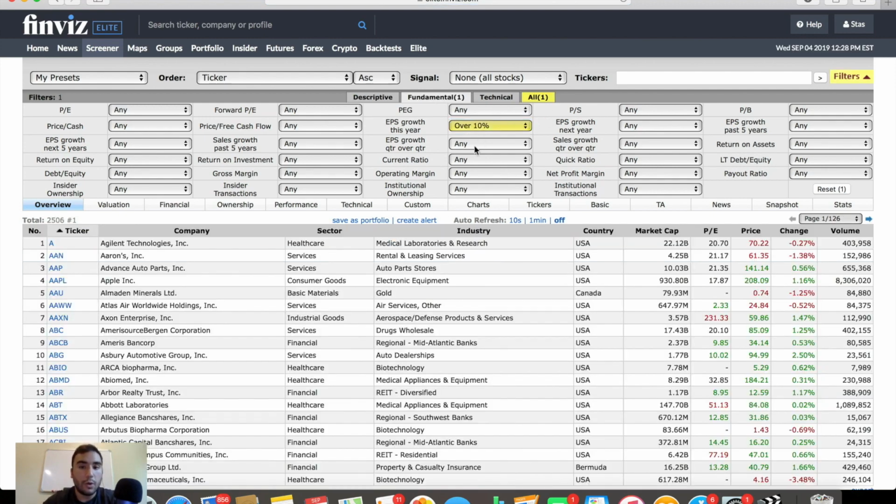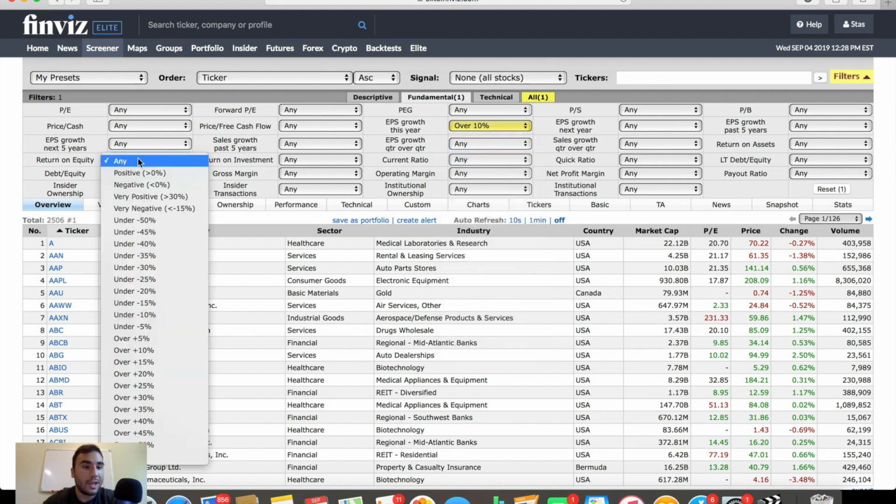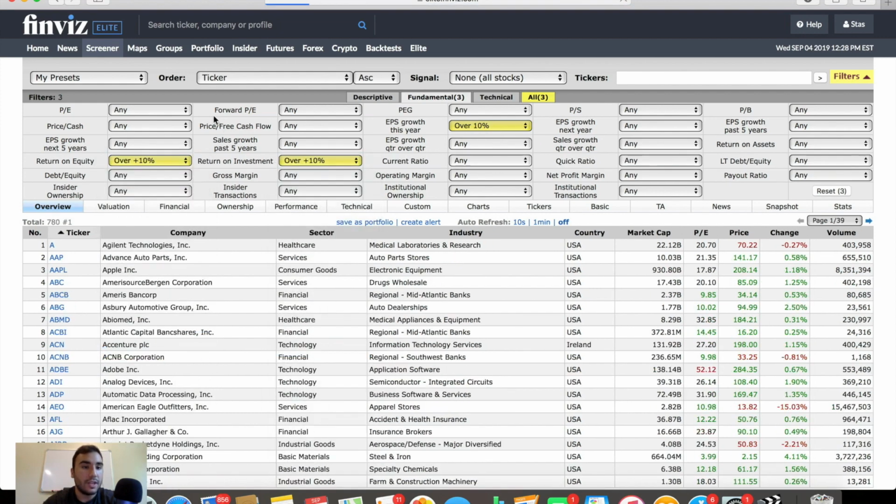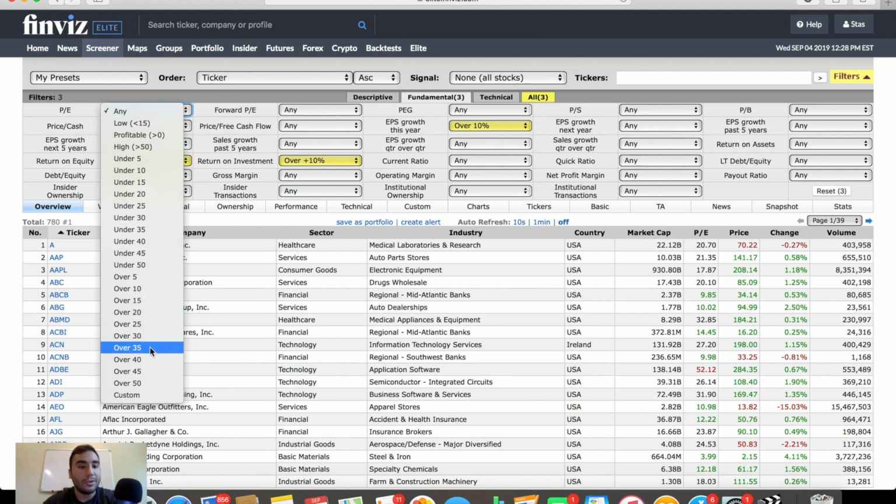EPS growth quarter over quarter, I might just leave that one, honestly. Return on equity, I want over 10% on return on equity. Return on investment, over 10%. PE, maybe under 40. Maybe under 40, because if we're doing PEs that are extremely high, the companies could be overvalued, although growth stocks do have higher PEs. Maybe let's just say under 45, right?